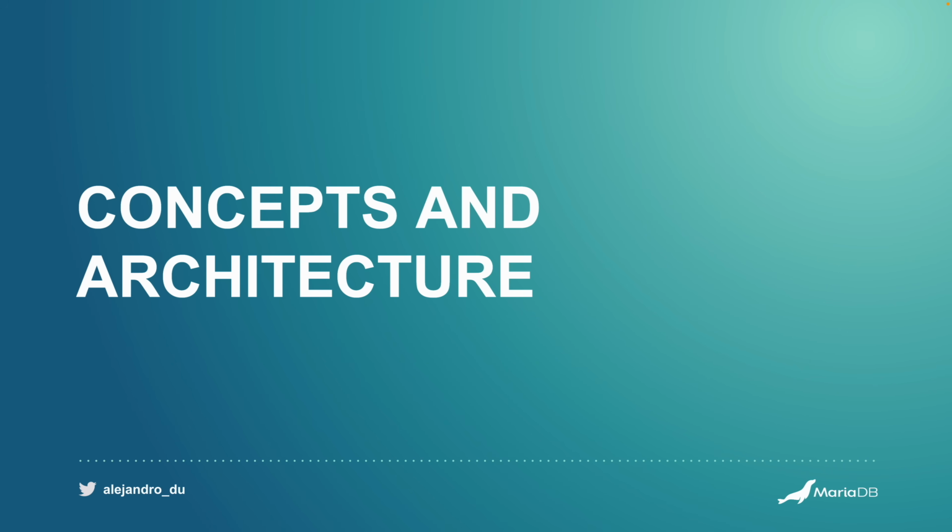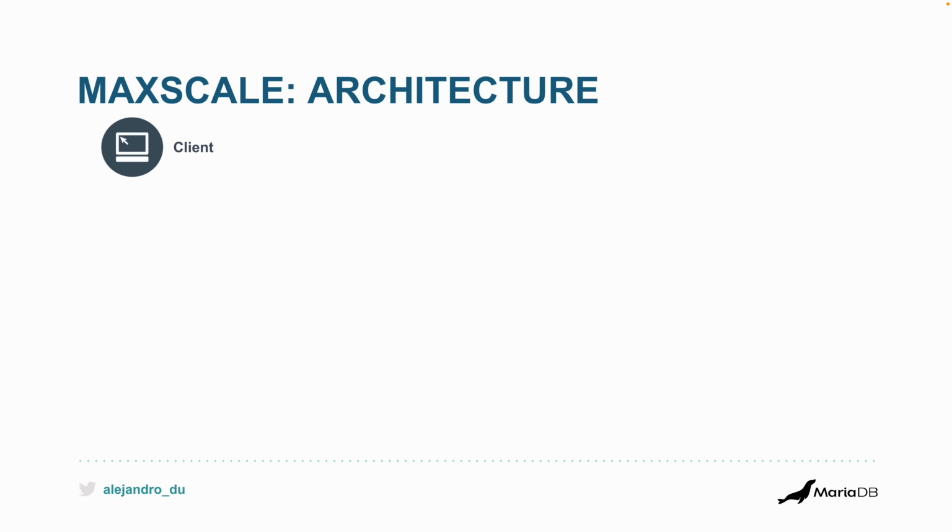So let's explore some of the concepts and the architecture of a database proxy. And for that, we're going to use MaxScale as an example. So you have a client, again, it could be a web server, web application, mobile application, desktop application, whatever. And it needs to consume a database. And the database is actually a cluster. There are multiple machines there, multiple nodes, multiple instances of the database running, okay?